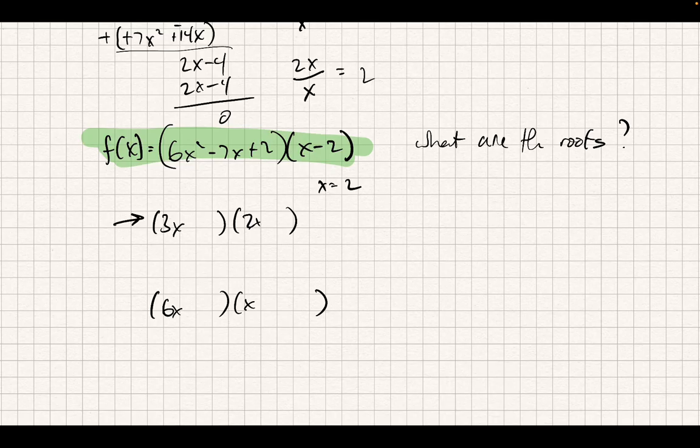Do I have any ideas on how this might factor? I think we should do 6x and x because 3 and 2 can't get to 7. 3 and 2 need to get to 6x squared. But then the outer and inner need to get to -7x. It's just -2 and -1, because they need to multiply together to give +2, right? And then they add together to give what? -4, -3, -7x.